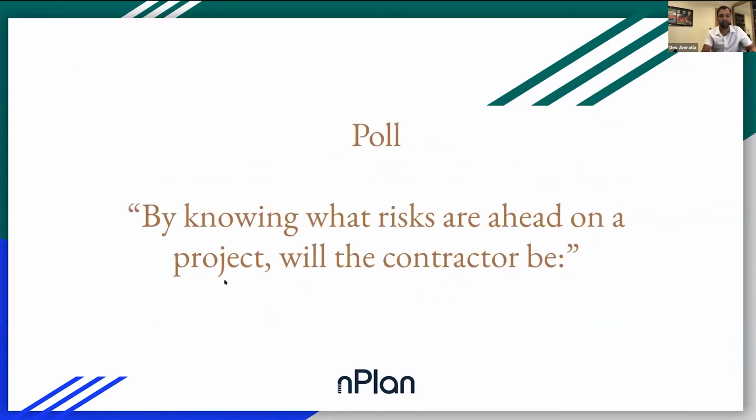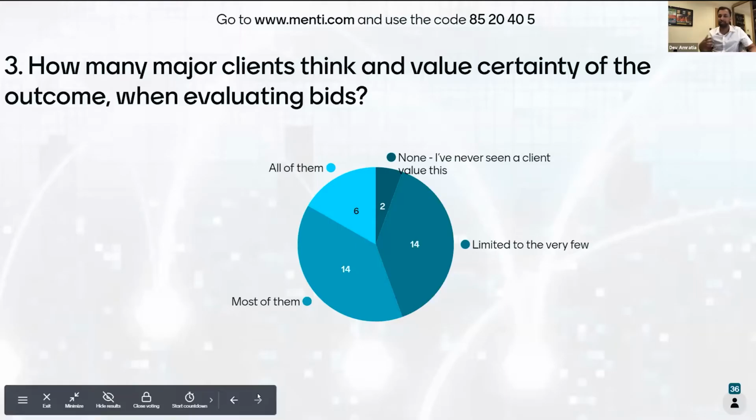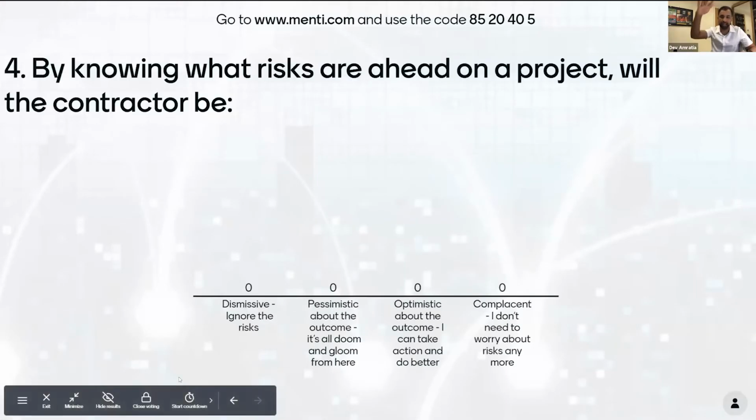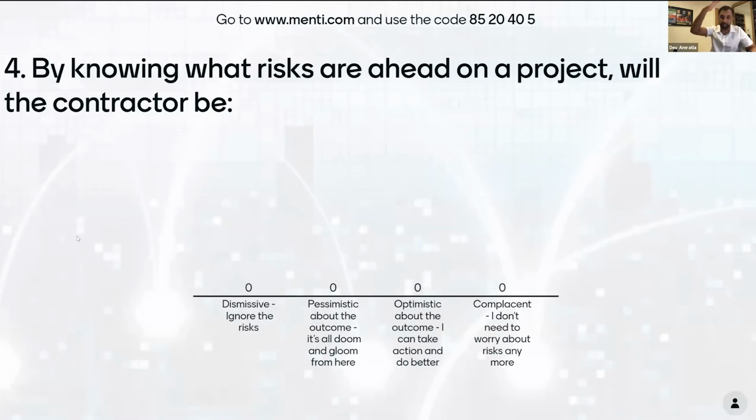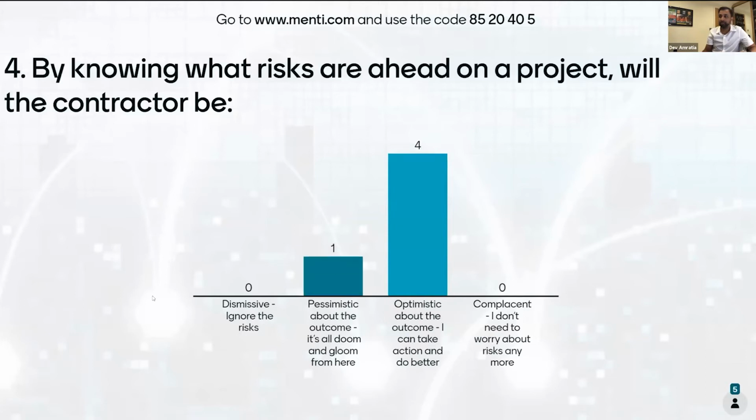And we're going to go to another poll, please. Martin, if you wouldn't mind. So by knowing what risks are ahead of a project, how will the contractor actually act? Back to that original graph, now you've got 1% chance of being on time, and the nPlan algorithms, or any algorithm really, can tell you these are the things that are going to cause delays on your project. What will happen? How will the contractor now act? Will they just say, screw this, it's going to be a bad outcome anyway?